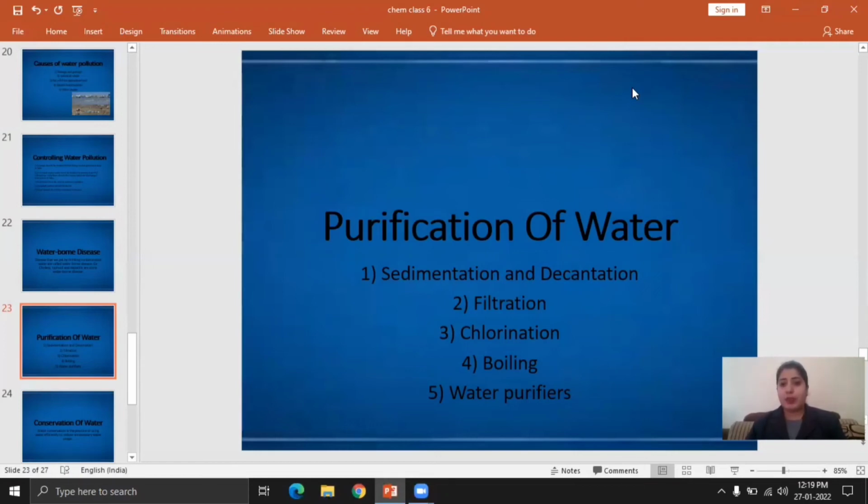Now the second step is filtration. So the water from the settling tank passes into the filtration tanks, which contain layers of charcoal and sand. So these layers act as a filter paper. The particles suspended in the water are filtered out as the water passes through them. Earlier in ancient times, earthen pots were used, which contained layers of charcoal, gravel, and sand. But now we have filtration tanks, so we use them at our homes.